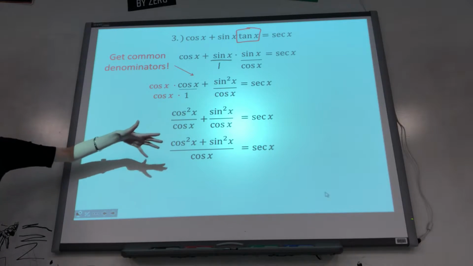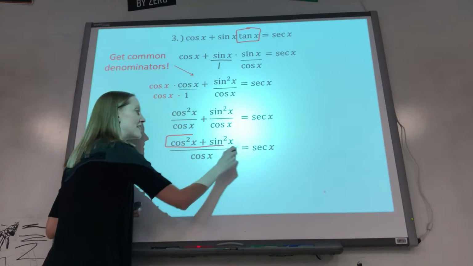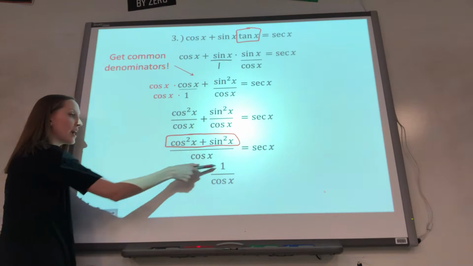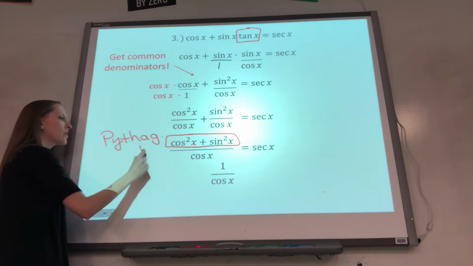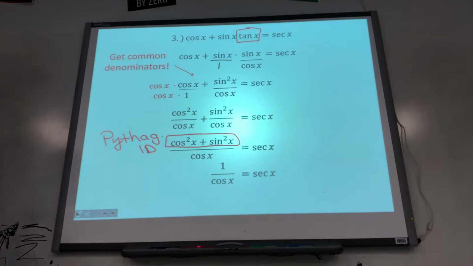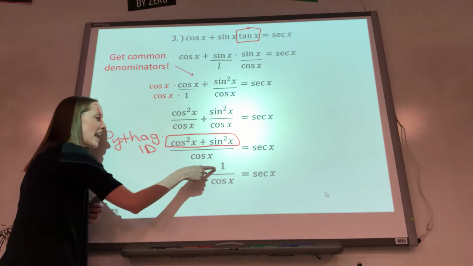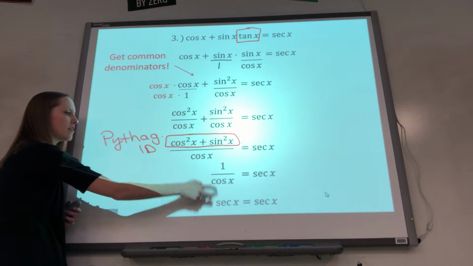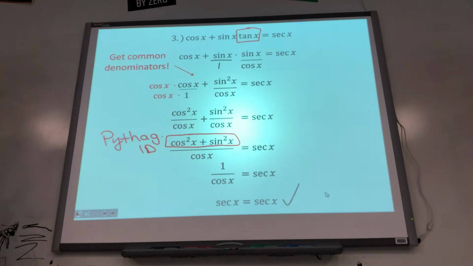Now, anybody see where this is going to go? Yeah, we had this on the last example, I think. Cosine squared plus sine squared is 1 using a Pythagorean identity. And now you can breathe a sigh of relief because this is pretty easy now. 1 over cosine is secant. I'm just going to think of my reciprocal identities right there. And that turns into secant of x.